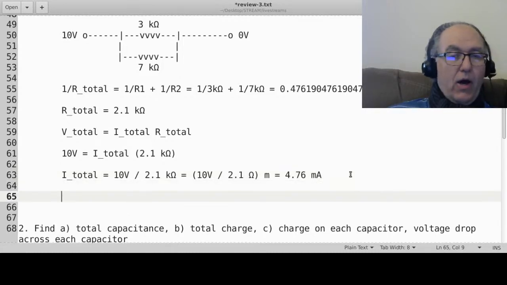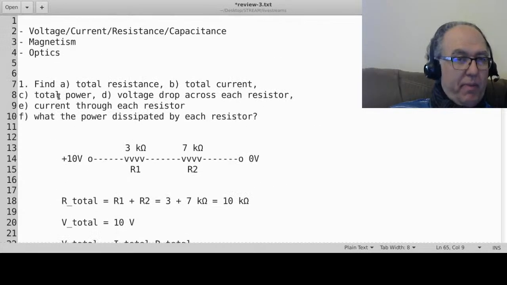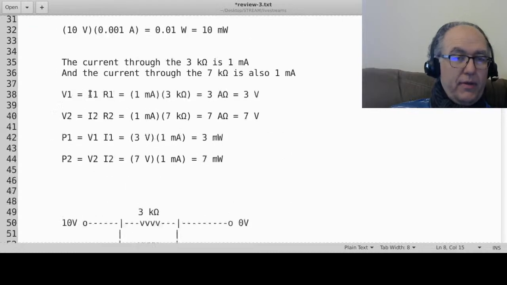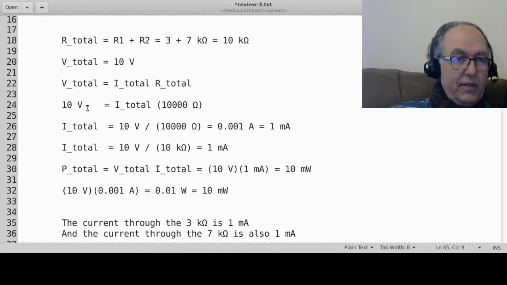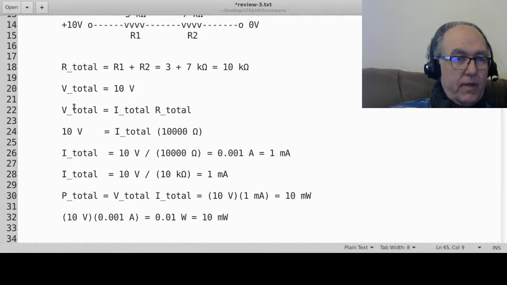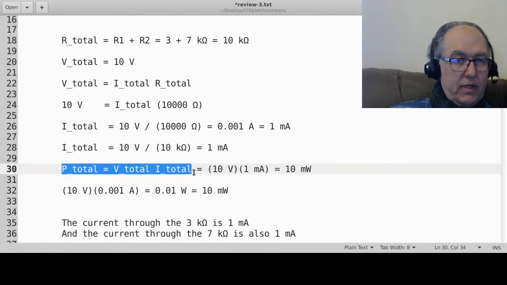Great. Now what? Well, I think the next one was the power. Yeah, the total power. And the total power uses the same formula as above. Where was it? Here it is.